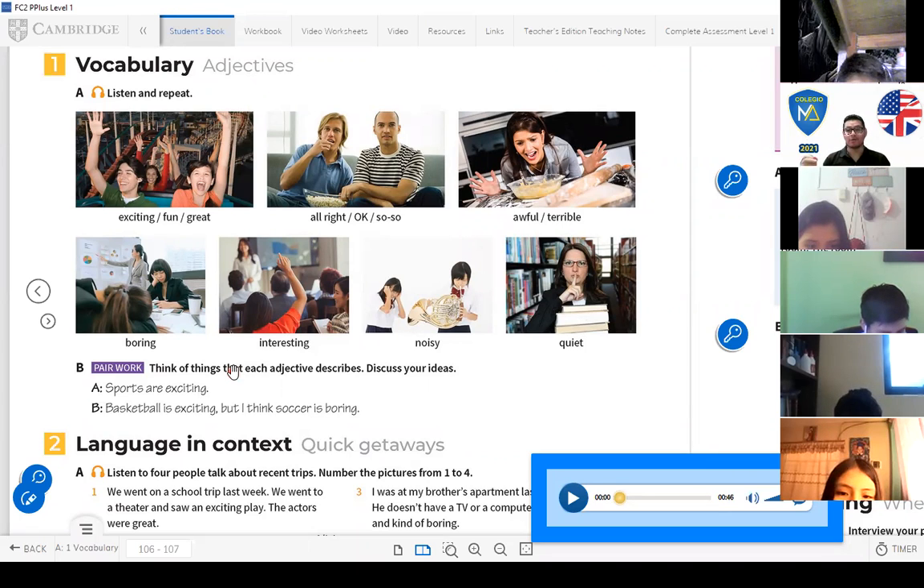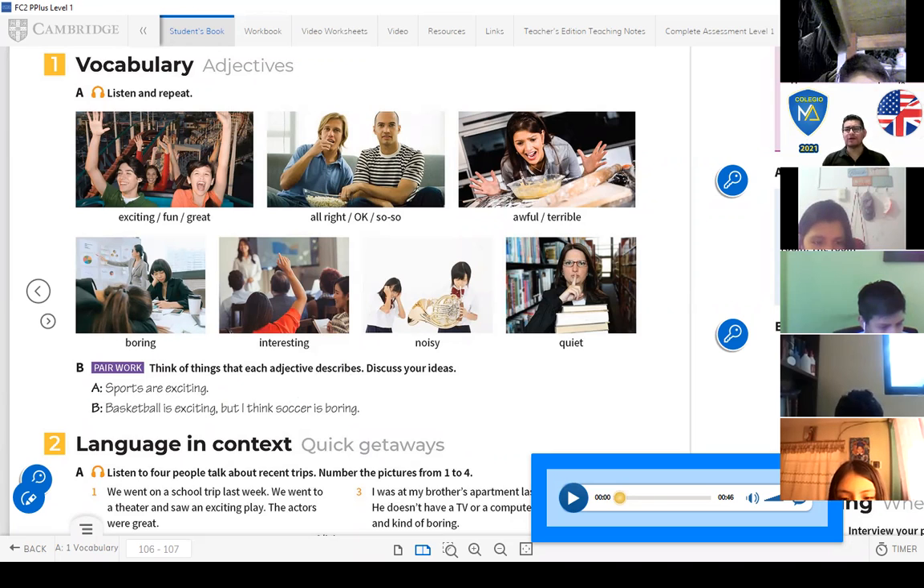Está interesado en algo, right? That's interesting, okay? He's paying attention, está muy atento, right? Now, what is noisy? Oh my God, ¿no? For example, cuando hay demasiado ruido, that's noisy, ruidoso. And finally, what is quiet? Tranquilo, silencioso. It's the opposite, no? Noisy and quiet, yeah? Now, let's continue to the next part.